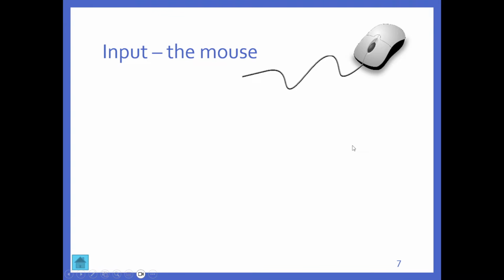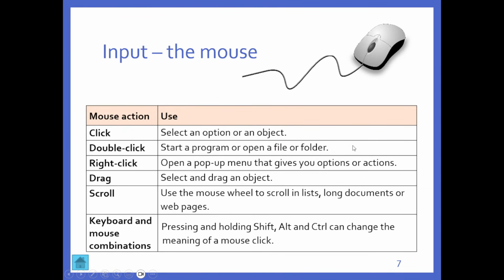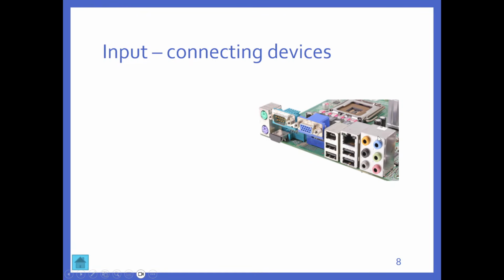With our input devices, another one is our mouse, and most of us should be familiar with what the mouse does. We've touched on it before. Click, double click, right click, all these different things that the mouse can do. So that's another input device. Then we've also got connecting devices.